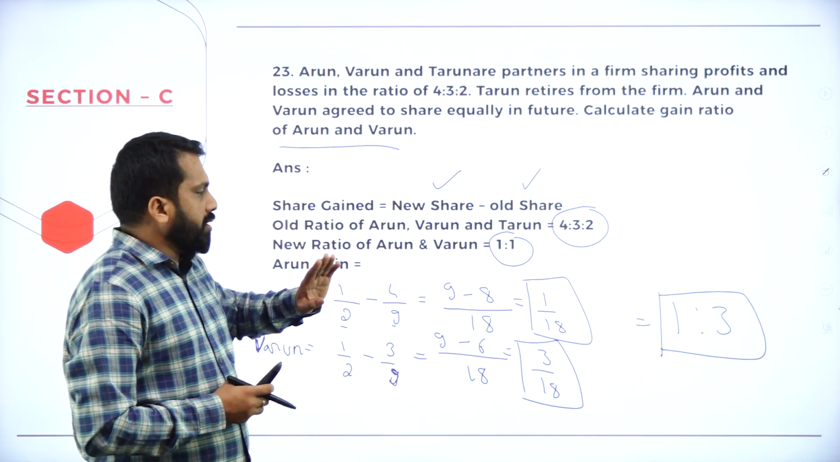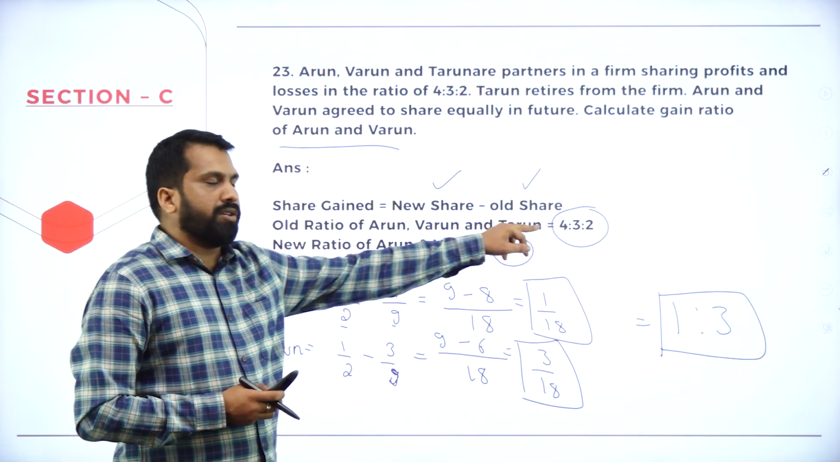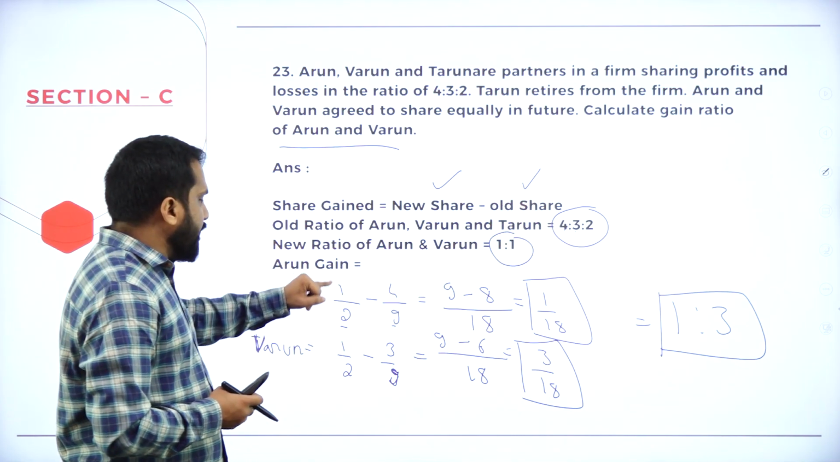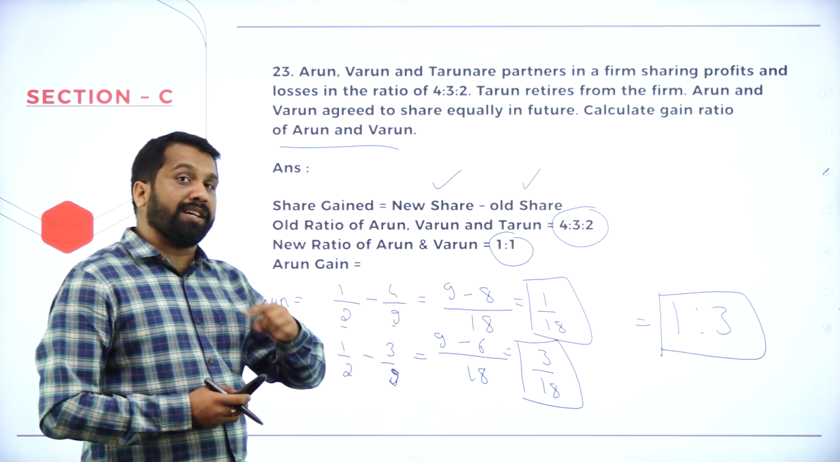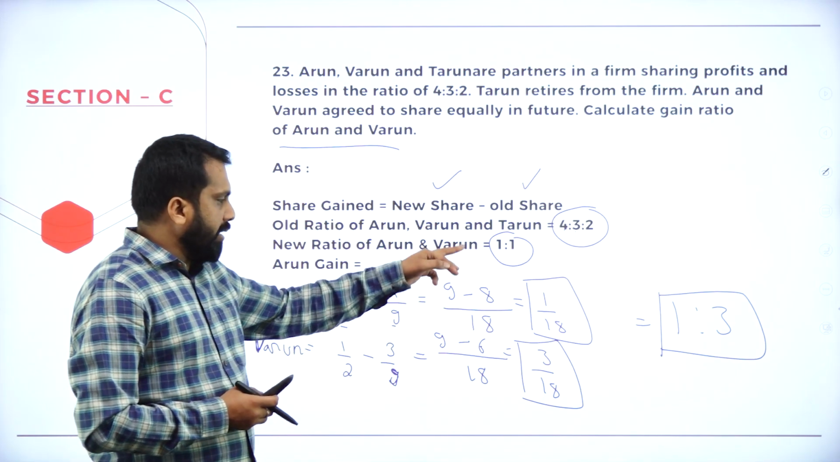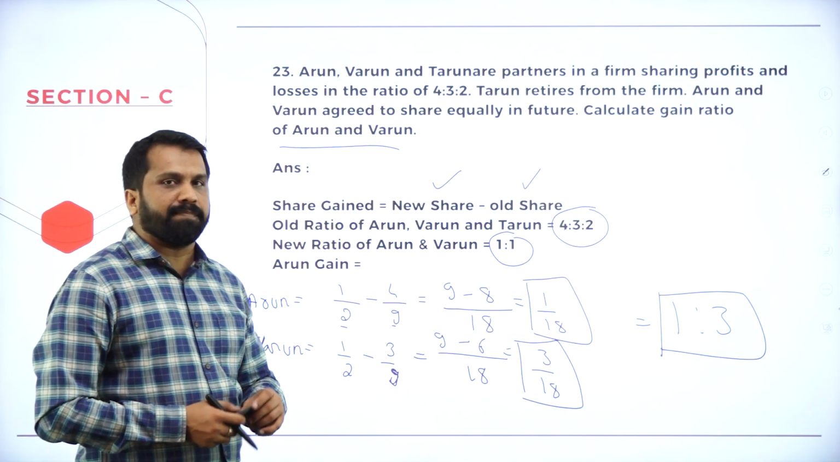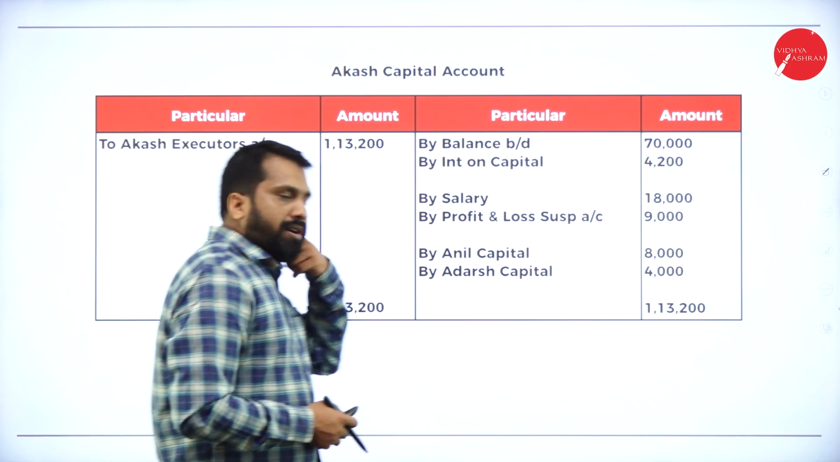Hope you are clear. Simple one. New ratio minus old ratio. You know what is your new ratio. You know what is your old ratio. Take new ratio, take old ratio of the remaining partners. Calculate. The problem is done. Now we'll go to your next one.